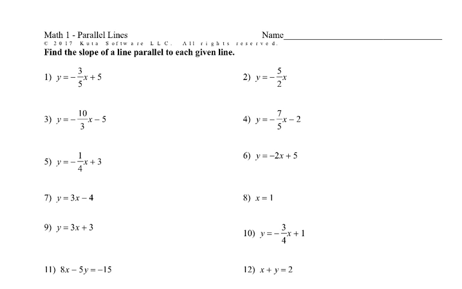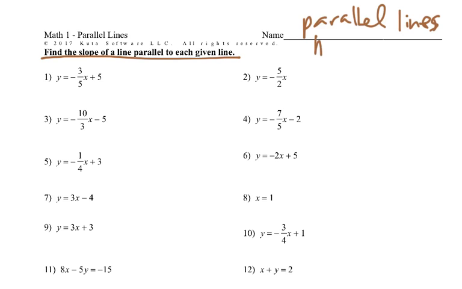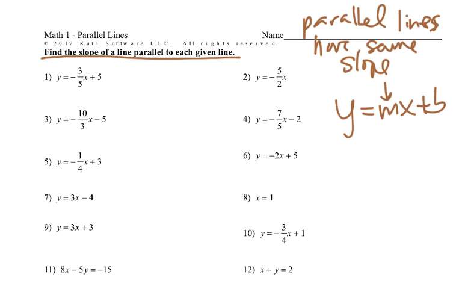Math 1, parallel lines. Find the slope of a line parallel to each given line. Remember, when we're talking about parallel lines, the basic idea is that they have the same slope. When our equations are in slope-intercept form, the number with the x is our slope, so a line parallel to that is going to have that same slope.